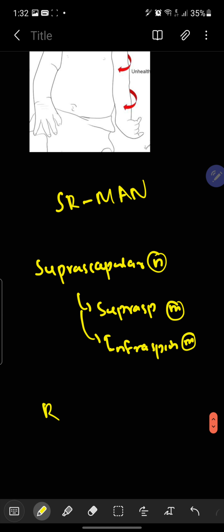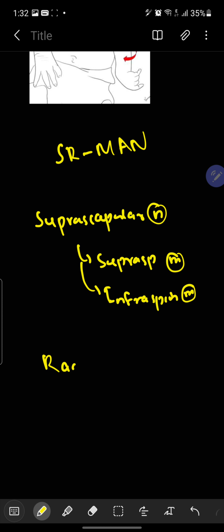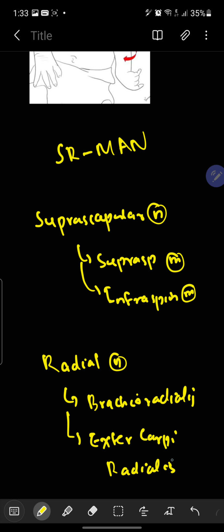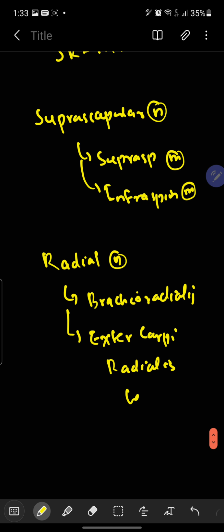R: radial nerve. So the muscles affected are brachioradialis, extensor carpi radialis longus, and the third muscle affected is the supinator muscle.